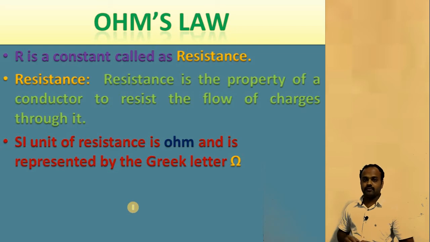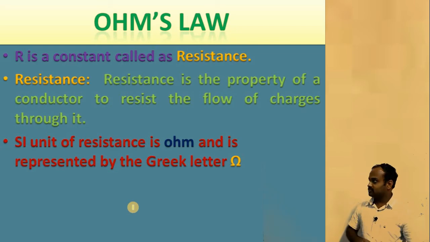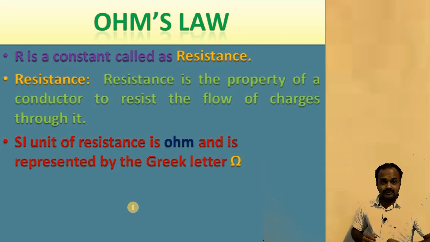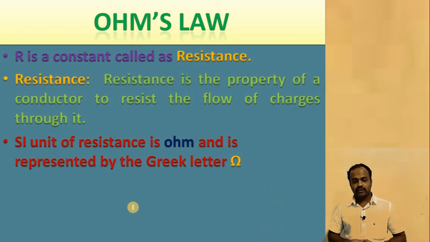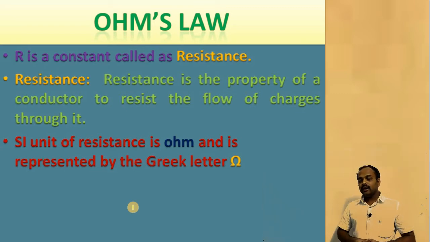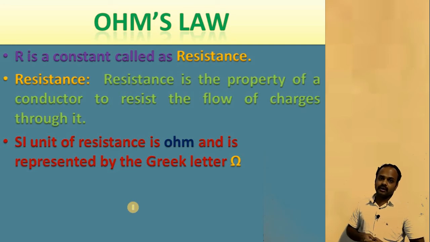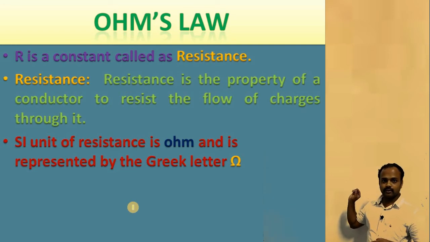Resistance is the property of a material to resist the flow of charges, and the SI unit of resistance is taken as ohm. To honor Ohm, the SI unit of resistance is taken as ohm, and it is represented by a Greek letter. You can see that ohm is represented by the Greek letter like this.